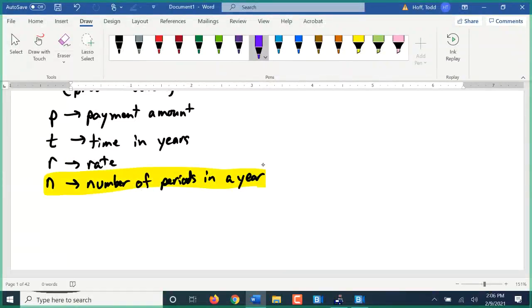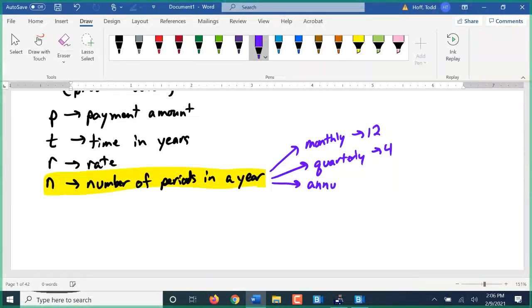N would be, for example, if it's monthly, N would be 12. Quarterly, N would be 4. That'd be 4 times a year. Annually, that's just once a year. There could be daily, which would be 365 times a year and whatever. We're going to stick with those 3 options: monthly, quarterly, annually for now.